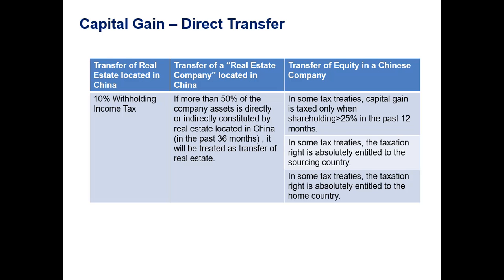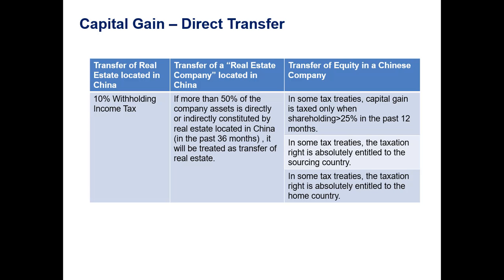So if you transfer a real estate which is located in China, absolutely the China tax authority has the taxation right. But in some transactions, the transaction is packaged as transfer of a company. But if you look at the balance sheet of the company, more than 50% of the company's assets is constituted by real estate. So there is such tax avoidance clause in the tax treaty. It's called a real estate company, since its assets are mostly constituted by real estate. If this is the case, the China Tax Bureau will say, okay, you are transferring a real estate company, I still have the taxation right.